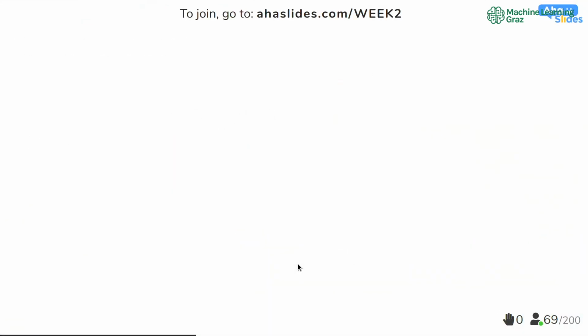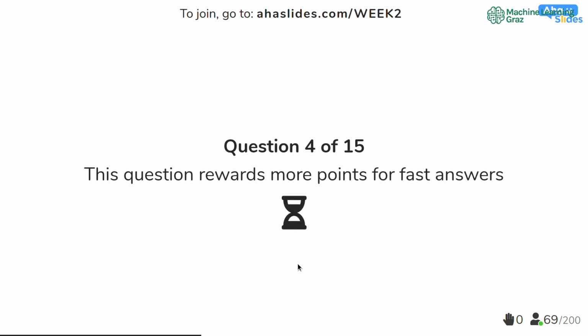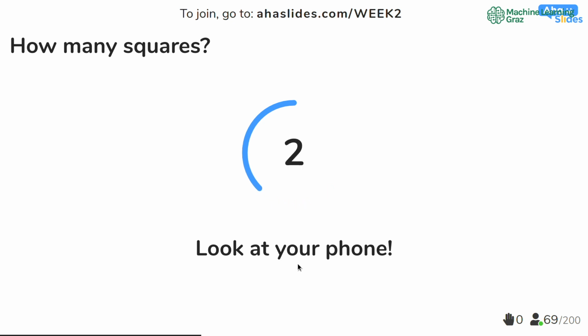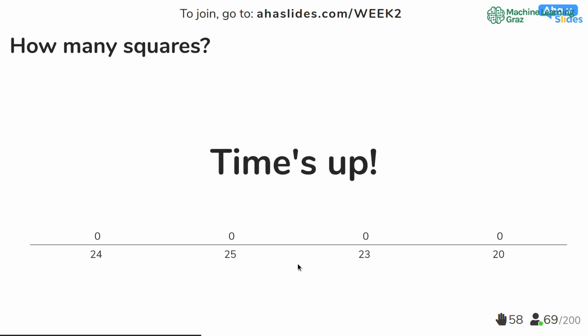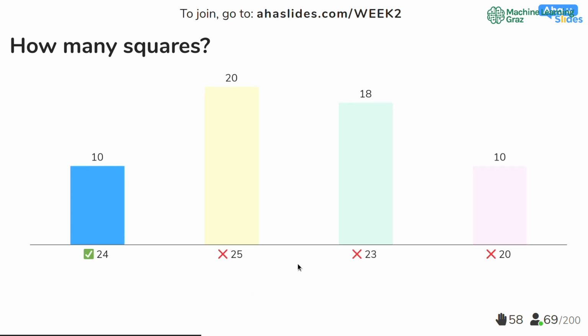Okay, let's see. So, question number 4. How many squares did you see? Okay, time's up. So let's see. We got answers all around the board. Some people very close, but only 10 true count masters. Or just lucky. It's a 25% chance.